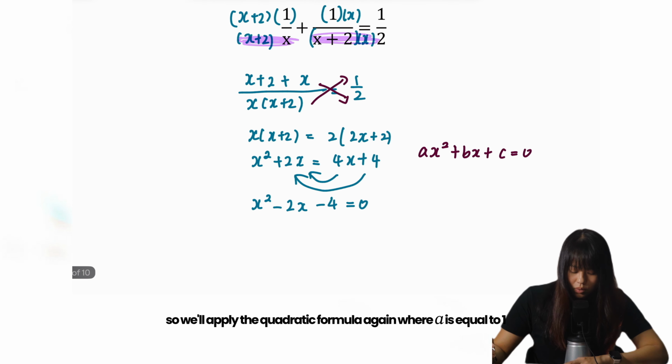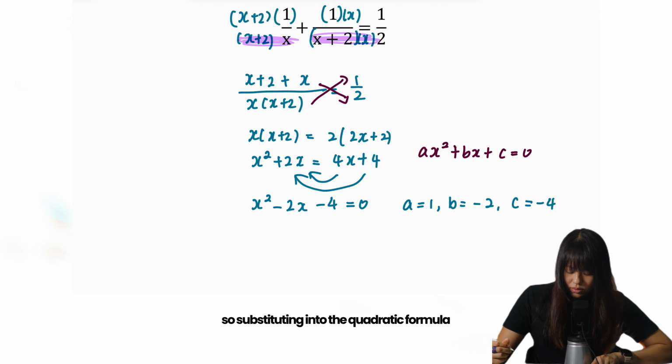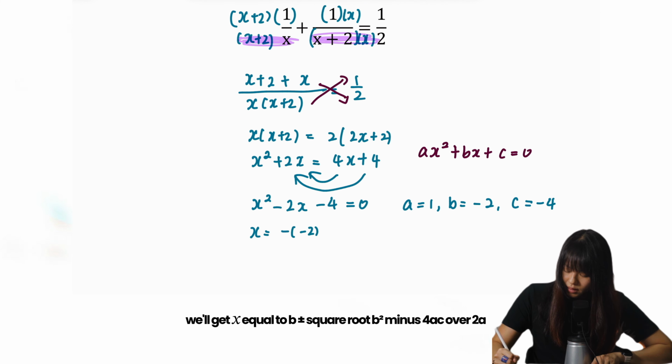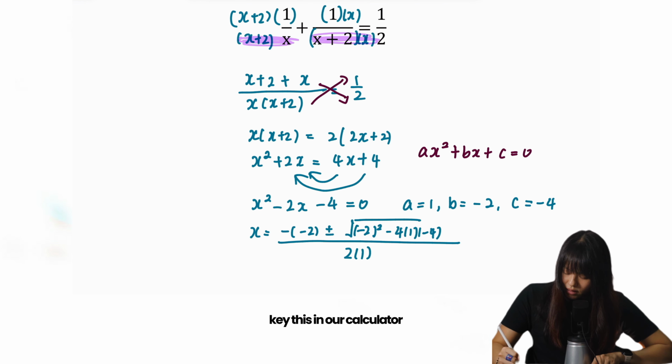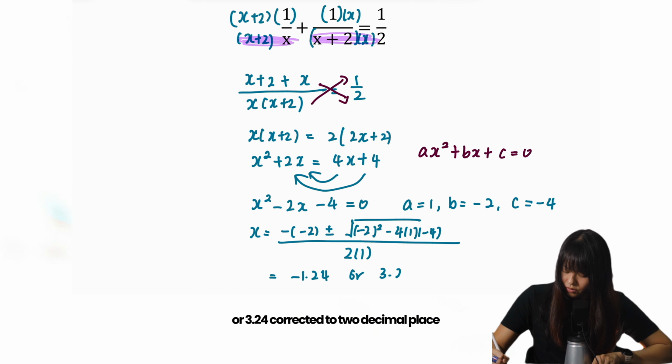We'll apply the quadratic formula again, where a is equal to 1, b equal to negative 2, and c equal to negative 4. Substituting into the quadratic formula, we'll get x equal to minus b plus minus square root of b squared minus 4ac over 2a. Key this into our calculator and we'll get x equal to negative 1.24 corrected to 2 decimal places, or 3.24 corrected to 2 decimal places.